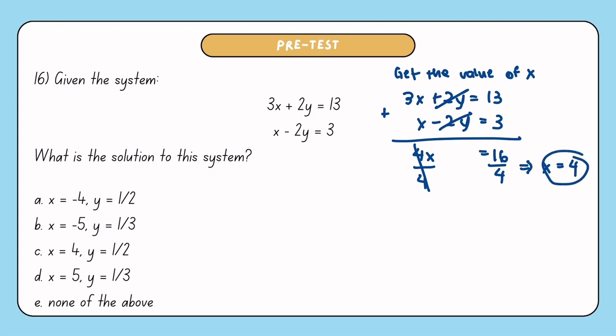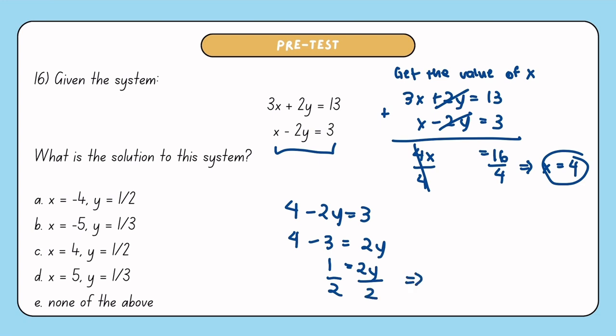We can simply get y by plugging x into one of the two equations. And for this, we can use the second equation. X minus 2y equals 3 or 4 minus 2y equals 3. So 4 minus 3 equals 2y. 1 equals 2y. Dividing both sides by 2, we get y equals 1 half. So the answer for this item is letter C. X equals 4 and y equals 1 half.